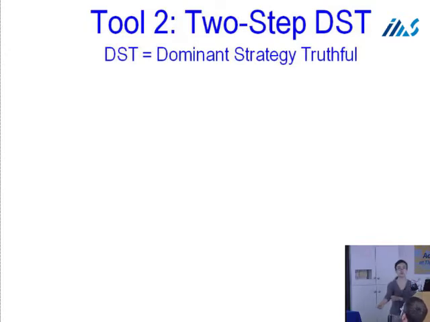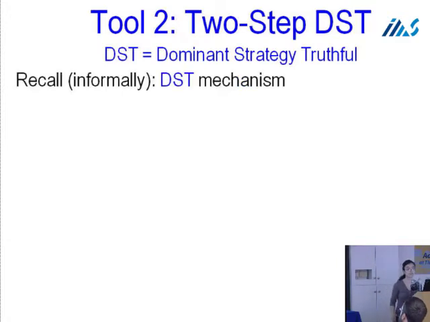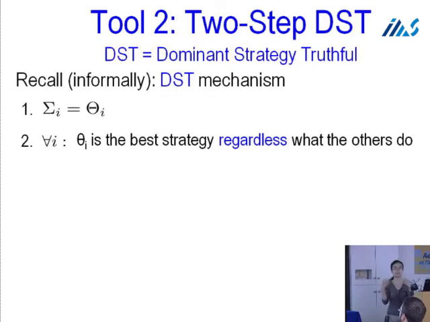Now, the second tool, as I mentioned, is a new solution concept, which we call two-step dominant strategy truthful. Now, you know what dominant strategy truthful is. The player's strategy space is the valuation space, and for each player i, no matter what the other players are going to do, player i's best strategy is always to tell the truth. This is his best strategy.